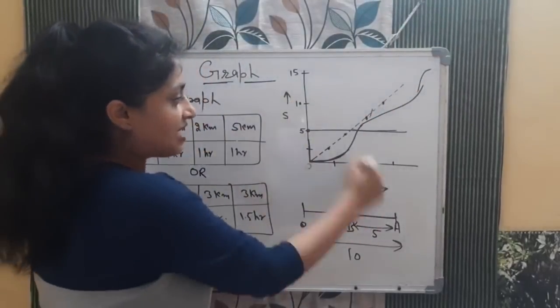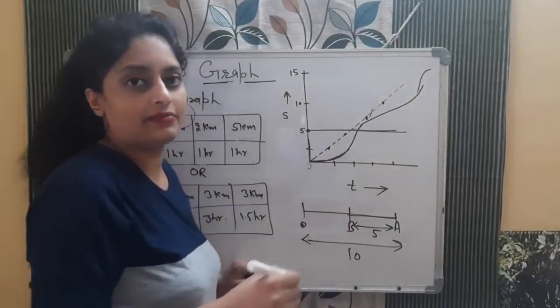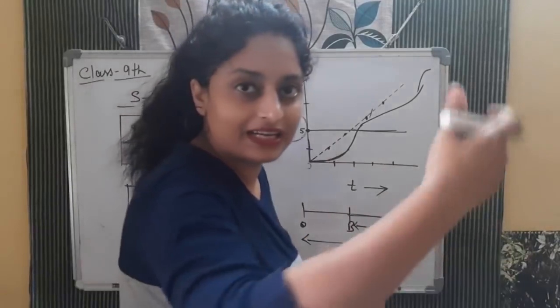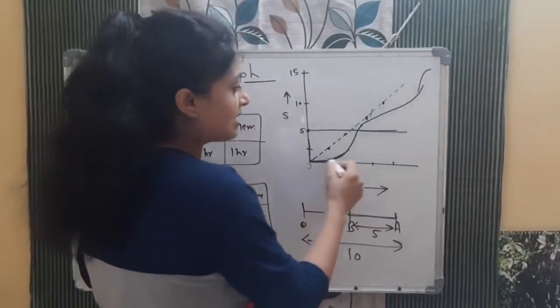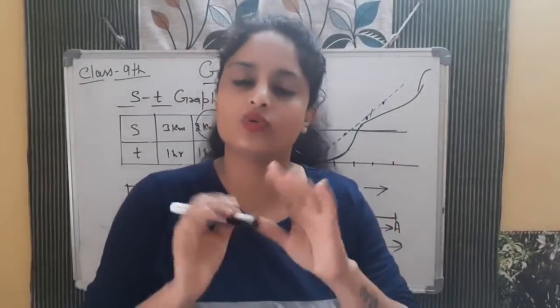But if I say this is not a distance-time graph, this is a displacement-time graph, then displacement can be less with respect to time. Time is increasing but displacement is decreasing. Displacement is negative also. So in that case the graph can go down also. But in our syllabus the displacement-time graph is not here. It is only distance-time.